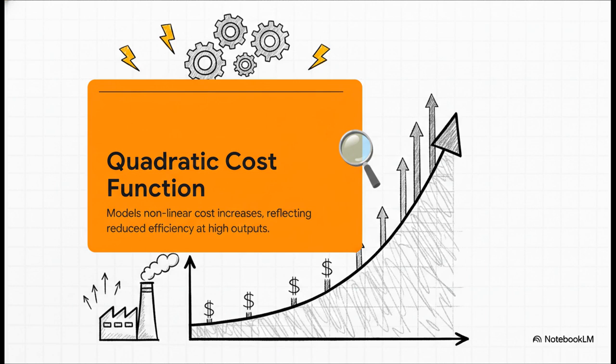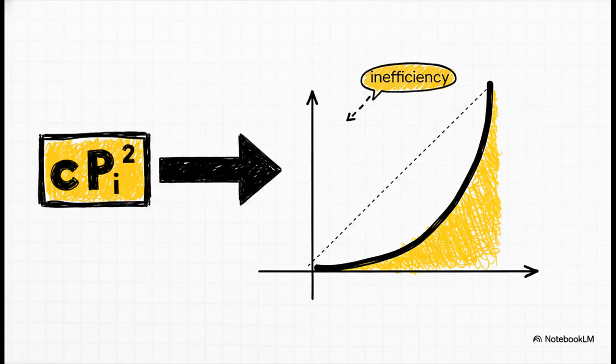This one gets a key detail right. Most power plants actually become less efficient the harder you push them. So the cost doesn't just go up in a straight line, it starts to curve upwards, getting steeper and steeper. Now look at the formula. All we did was add one little term, C times the power squared. But that tiny addition changes everything. It takes our straight line and bends it into a curve, a parabola.